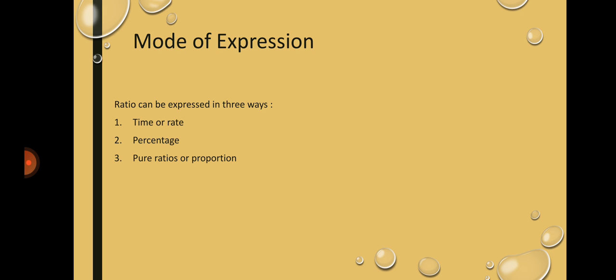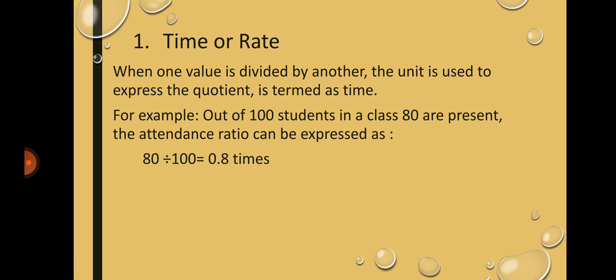Now there are various modes of expressing ratios. Ratios can be expressed in three ways. First, time or rate. Second, percentage. And third, pure ratios or proportion. Depending upon which ratio you are calculating, you can use any of these modes. The first one is time or rate.